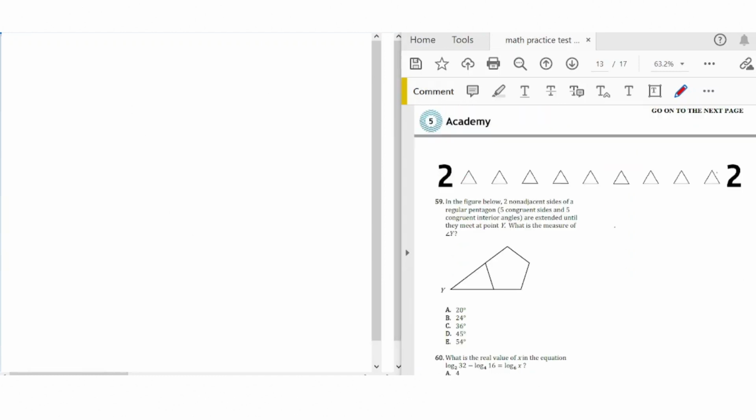All right, looking at 59, we have a geometry problem. In the figure below, two non-adjacent sides of a regular pentagon are extended until they meet at point Y. What is the measure of angle Y? The first thing we have to do is figure out the measure of each of the angles inside the pentagon. To do this, we have to know the total degrees in a pentagon. For this, it actually helps to realize that a pentagon is essentially just three triangles.